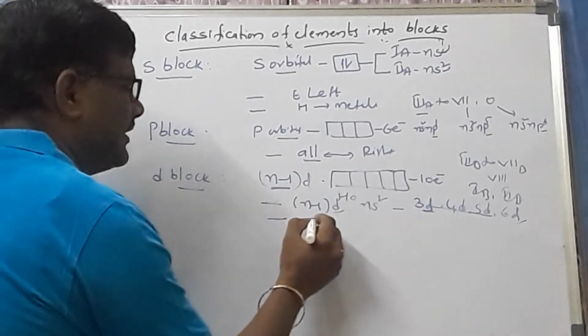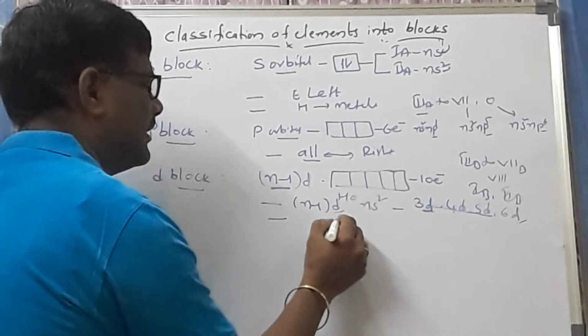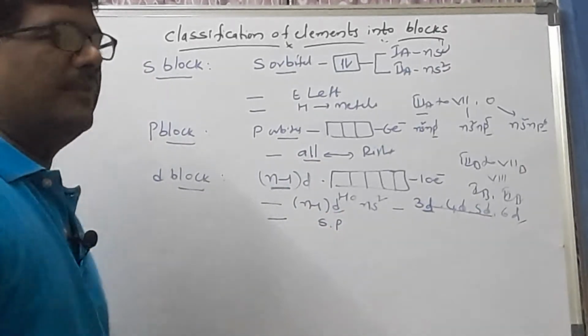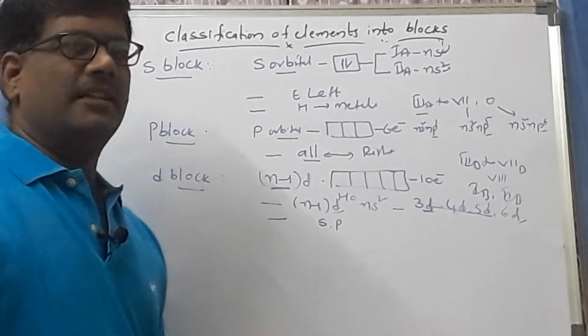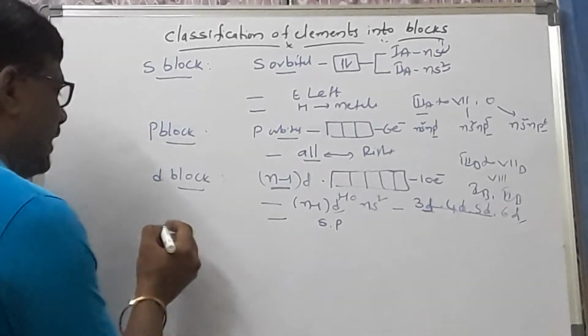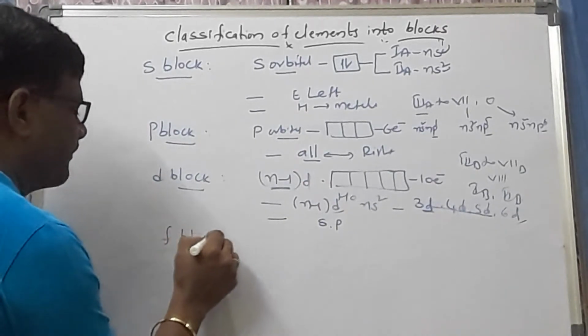Where are they present? They are present in between the S and P block elements. In between S and P: S is present at the extreme left side and P at the extreme right side. In between S and P we have the D block elements.